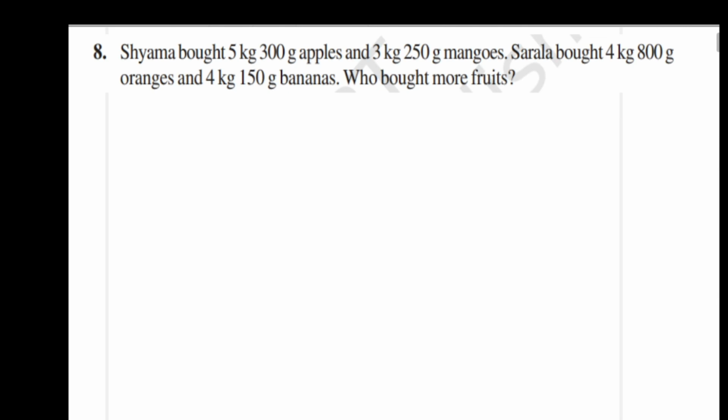Okay, next, come to the next question, question number 8. Shyama bought 5 kg 300 gram apples and 3 kg 250 gram mangoes. Sarala bought 4 kg 800 gram oranges and 4 kg 150 gram bananas. Who bought more fruits? Okay, same process. First of all, we have to combine, find out the total amount, then we have to compare.